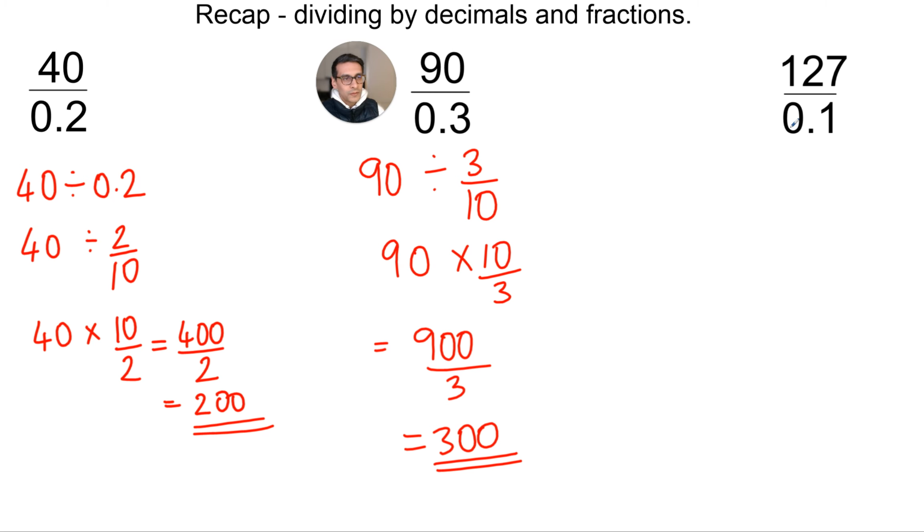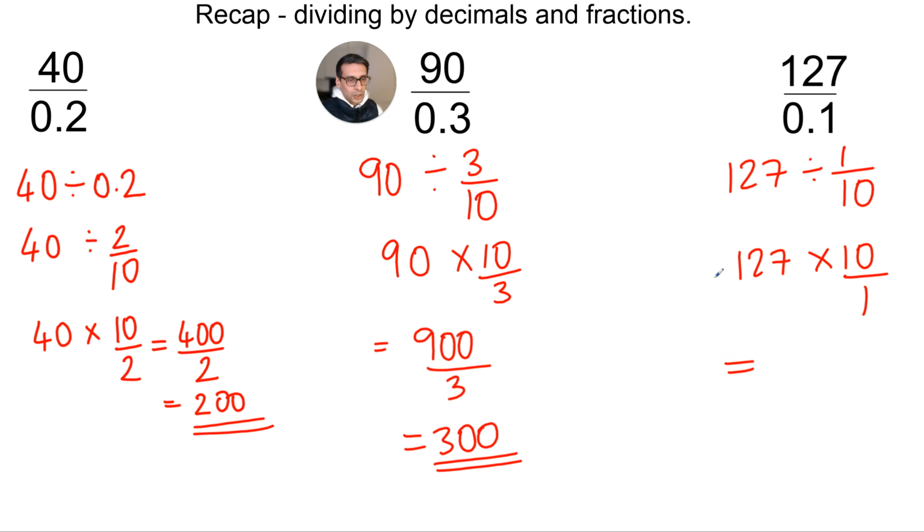So 127 divided by 0.1, this is the same as 127 divided by, now 0.1 is 1/10. So that's the same as 127 multiplied by the reciprocal, and that's just going to give you 1270.